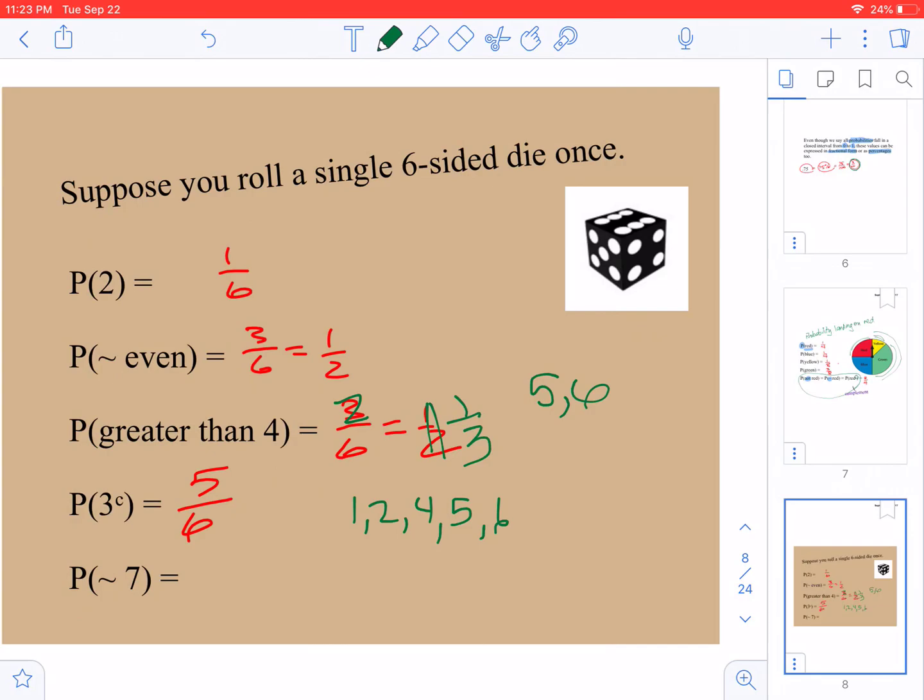What about something crazy like not a 7? Well, there's no way you can get a 7 here. And so the probability of getting a 7 would be 0%. So the probability of getting not a 7 would be 1. Again, you can write it as 100% or merely just 1.